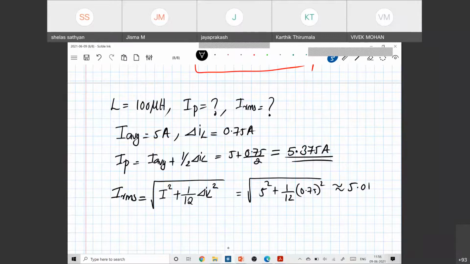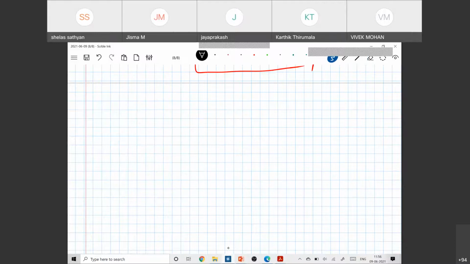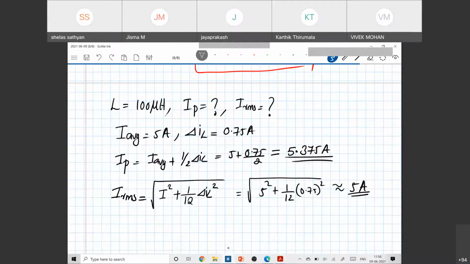So let me take it as 5 ampere itself, since this is very close to 5 ampere once you calculate. So I'm taking it as 5 ampere. If you want more accuracy, you can use 5.01 or 5.02, but that will not make much difference. So I'm taking the calculated RMS value approximated as 5 ampere.